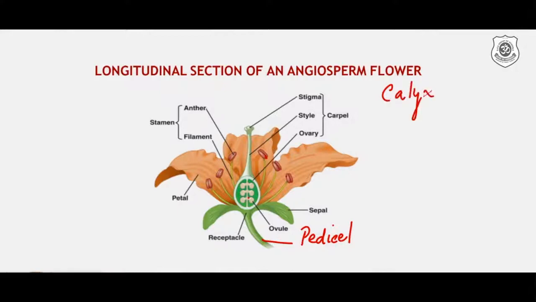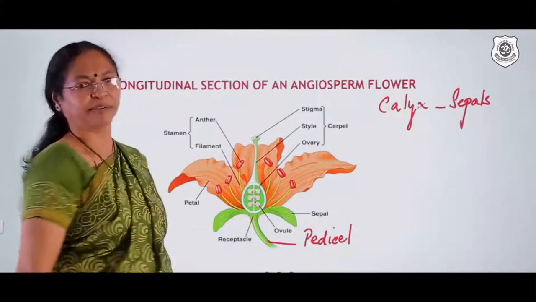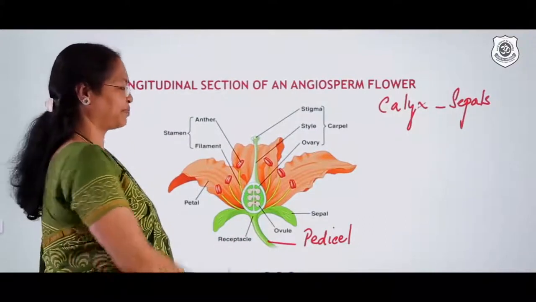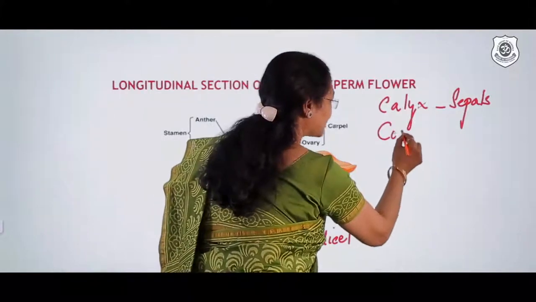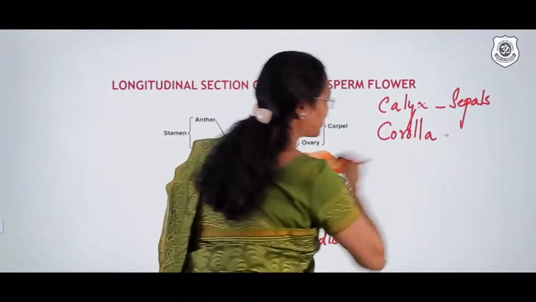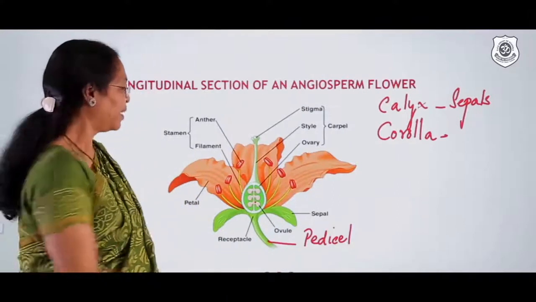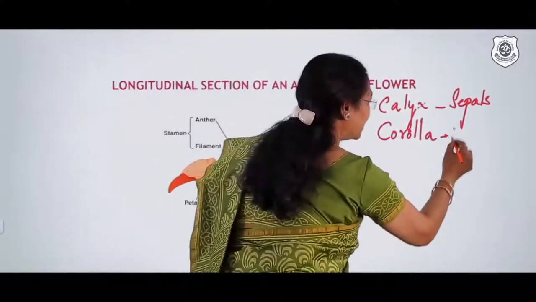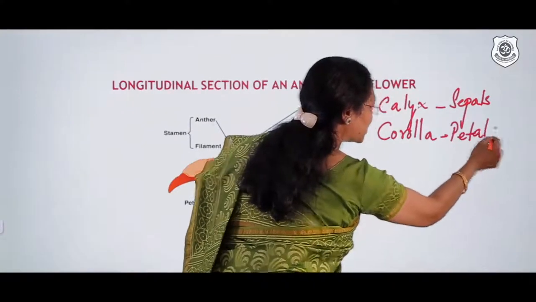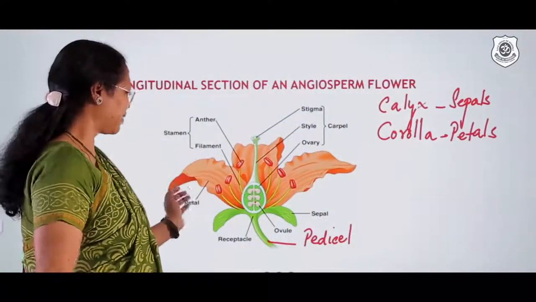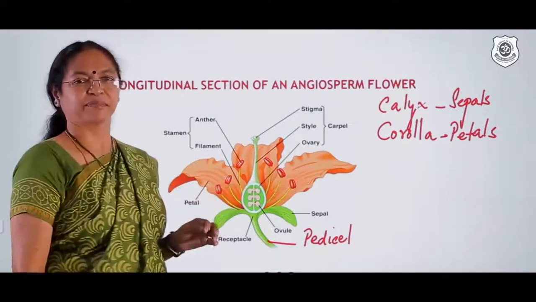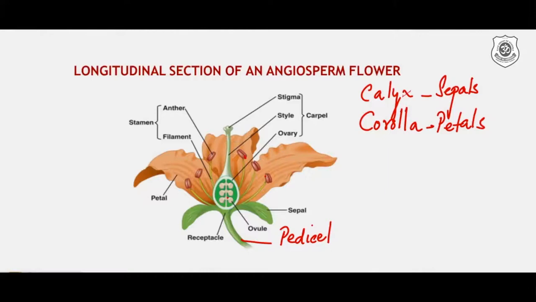Calyx is the outermost whorl. Calyx is made up of a large number of sepals. That's the green part of the flower, and it protects the flower in bud condition. The second whorl of the flower, let me give you the name corolla. I'm introducing the term corolla. Corolla is made up of a large number of petals. Corolla is the second whorl. Petals are brightly colored to attract agents of pollination.